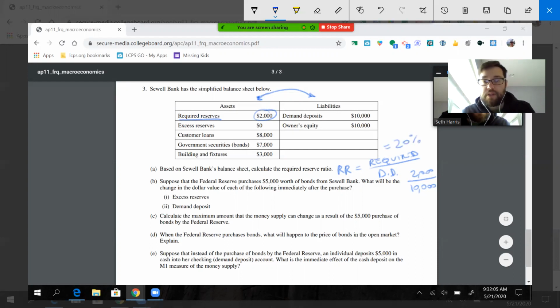Okay, pretty straightforward calculation there. You just have to know which categories. And it's always going to be required over demand deposits. All right, let's go to part B.